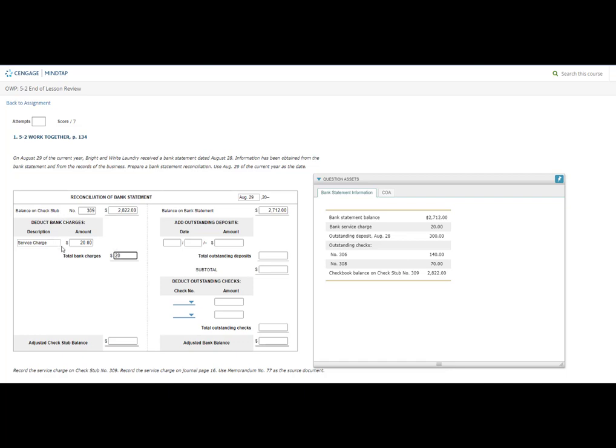And we're going to deduct bank charges, so when we deduct $20 from that, it becomes $2,802. Now we're going to look for any outstanding deposits. So for the date of August 28th, we had an outstanding deposit of $300. And so the total outstanding deposit, since there's only one thing, is just $300.